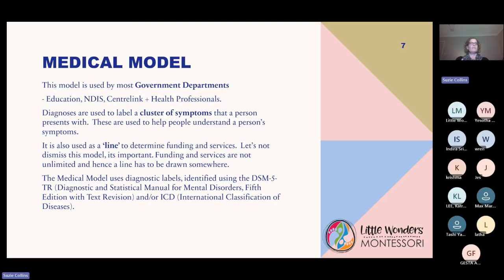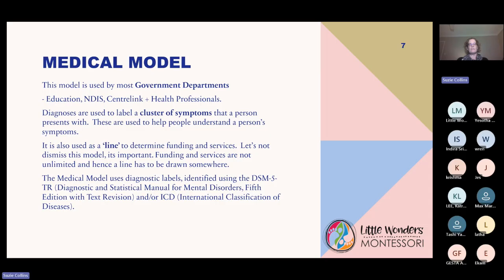So let's have a look at the medical model and how that's useful in our world. The medical model is generally used by most government departments. So when we think about the education system, the NDIS system, Centrelink, and then lots of the classic health professionals such as our GPs, our paediatricians, and our psychiatrists, they all function under this medical model. These government departments actually require the medical model to be used in order to support their funding or services that they provide.